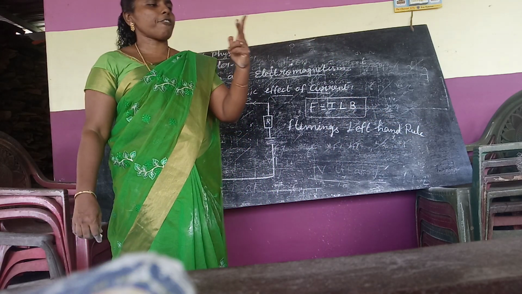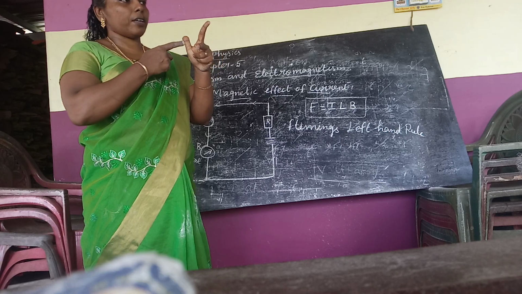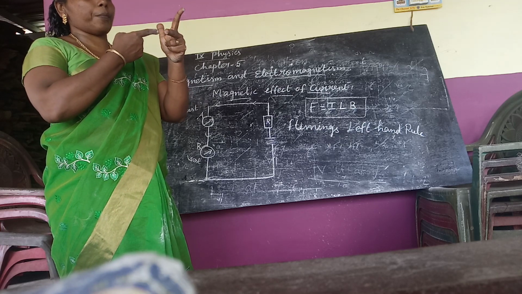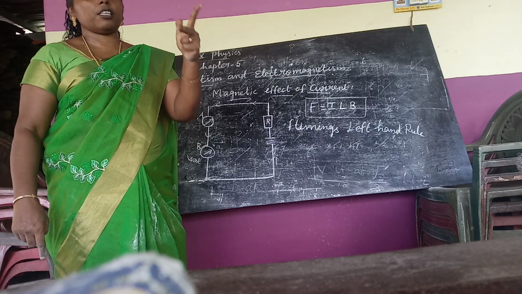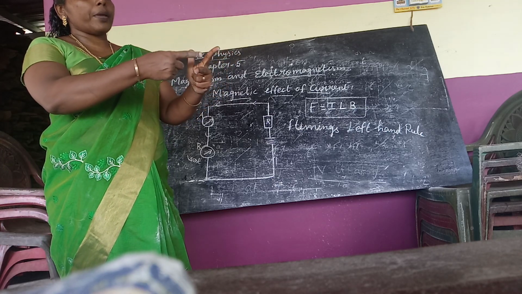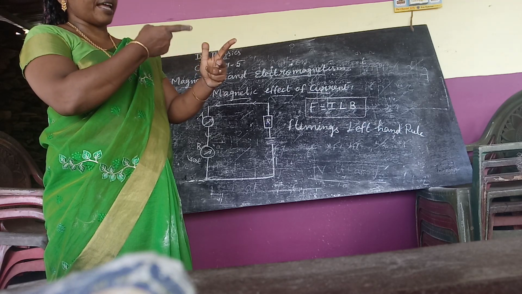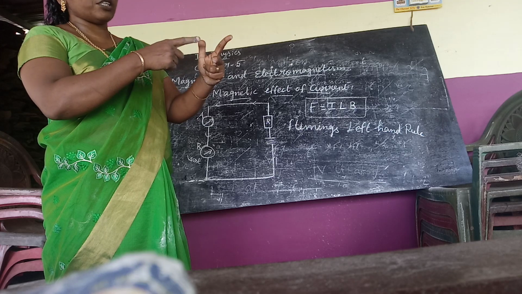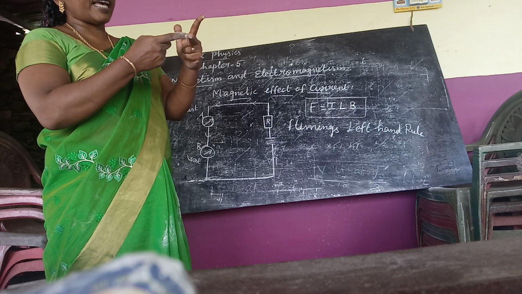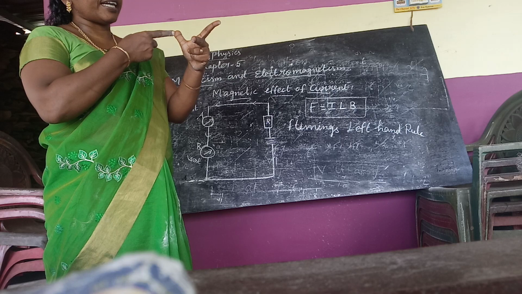Fleming's left hand rule. First, stretch three fingers: the middle finger, the second finger, and the thumb. All three are mutually perpendicular to each other. The middle finger shows the direction of current. Then the second finger shows the direction of magnetic field, and the thumb shows the direction of force on the conductor.